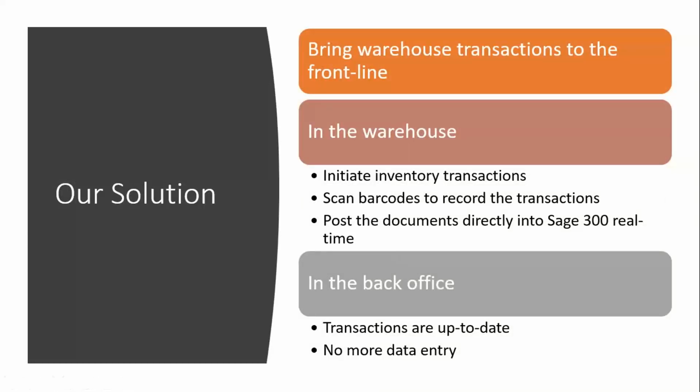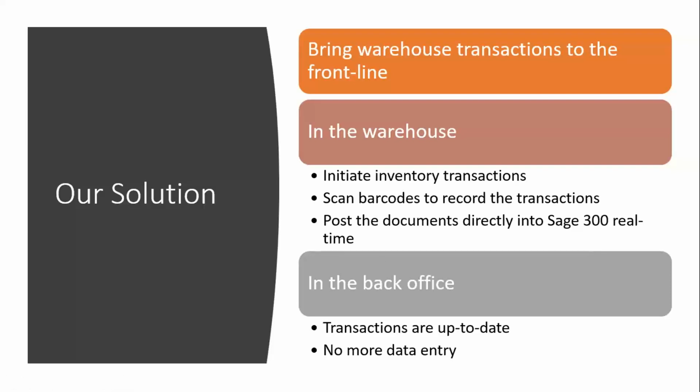So what we want to do with the barcode solution is to extend Sage 300 to the front lines. So we want the warehouse guys to be able to record the transactions in real time as it happens. For example, if it's a PO receipt, we want the warehouse guy to be scanning the barcodes off the boxes, post it against the PO, and have it reflected immediately into inventory control. This makes Sage 300 up to date, no more negative stock balances, no more secondary data entry in the back office. And of course, to make all of that happen, we need the solution to be mobile.